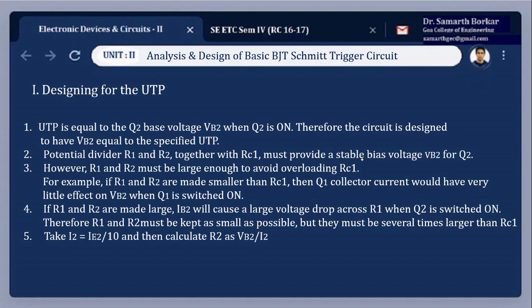I'll give an example. Fourth point, if R1 and R2 are made large, IB2, that is the base current going into the transistor Q2, will cause a large voltage drop across R1 when Q2 is switched on. Most importantly, from these five listed points, the most important point is the last one. Take I2 equals IE2 by 10 and then calculate R2 as VB2 by I2. We will try to understand this by solving a numerical.